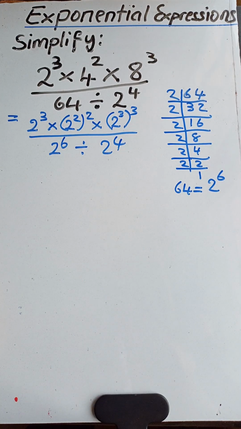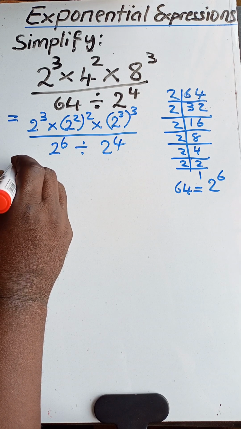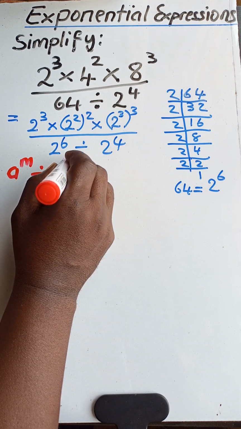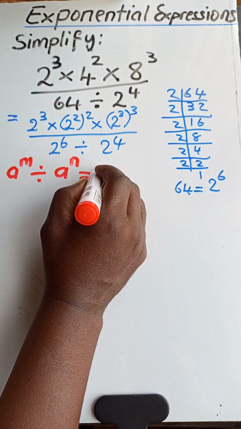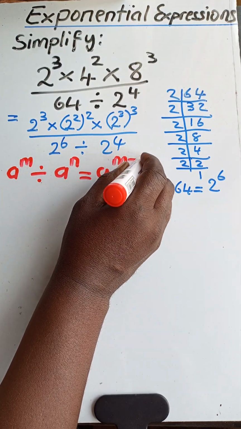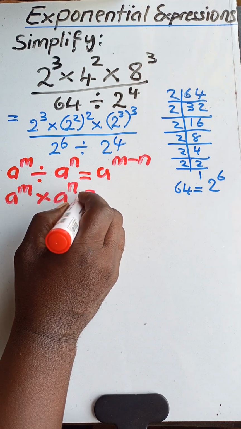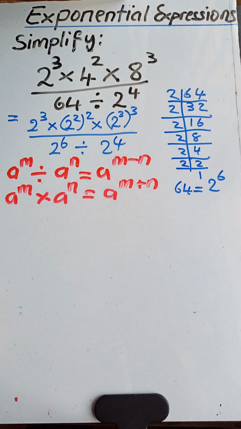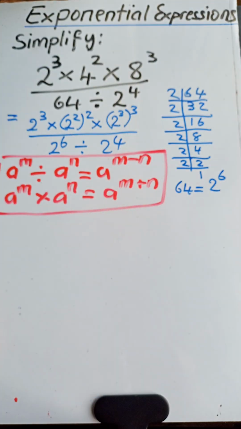Now we are going to use the laws of multiplication and division. Remember, an index number divided by another index number of the same base, the bases are the same, A. When we are dividing, we subtract the powers. And when we are multiplying, we add the powers. Okay. So, with these two laws in mind, we now continue our simplification of this expression.